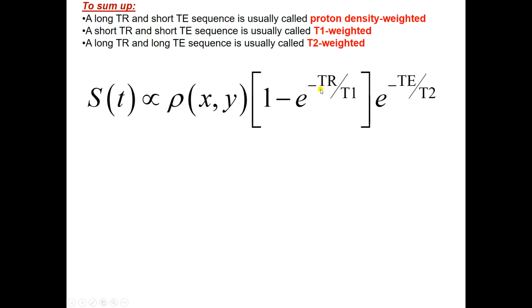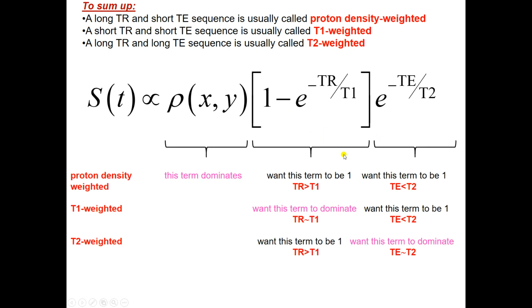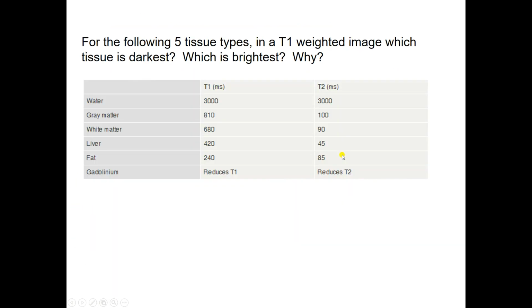When T1 is very large, like it is for water, no matter what you chose for TR, T1 is big. So something divided by something big is something very small. E to the negative small is essentially e to the 0, which is 1. This number is like 1 minus 1. It becomes 0 overall, so that thing is dark.